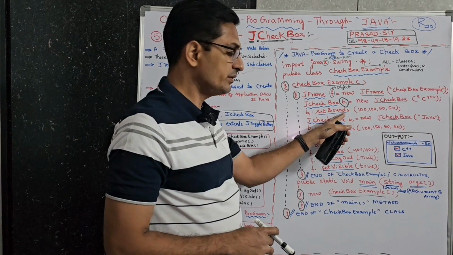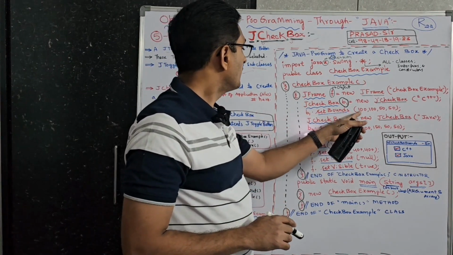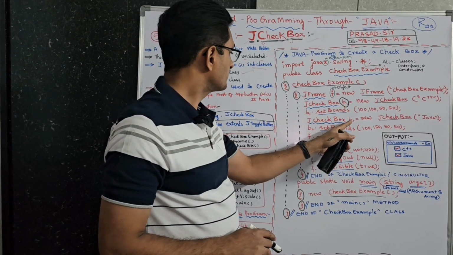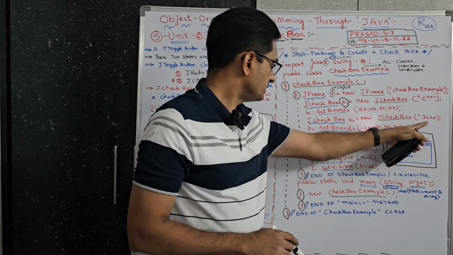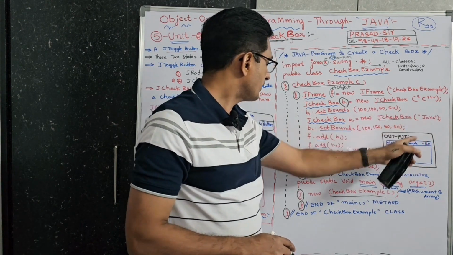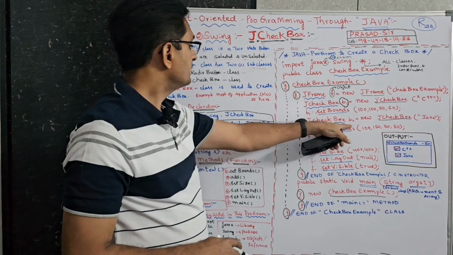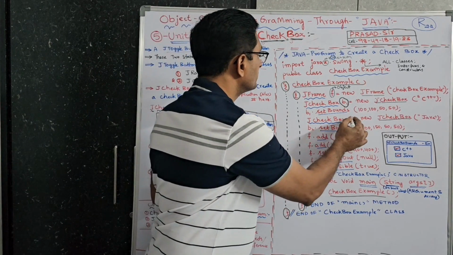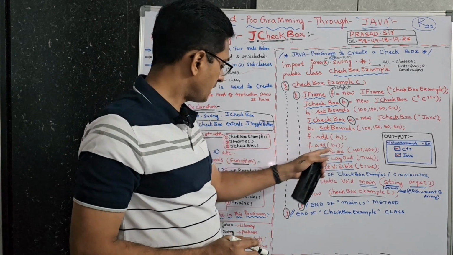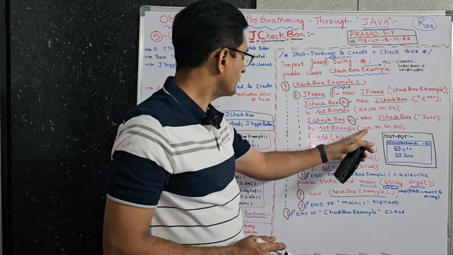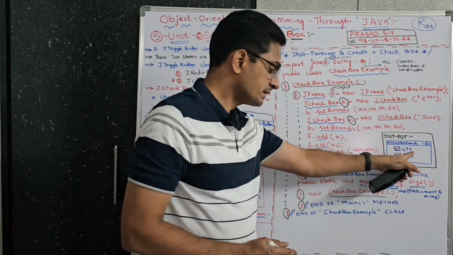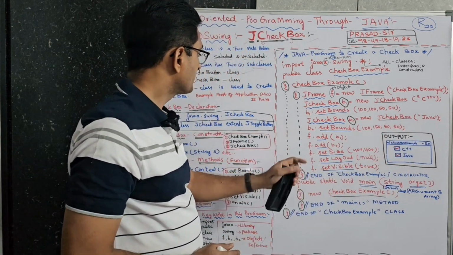B1 setBounds. We can set boundaries 100, 100, 50, 50. B1 is an object. Then JCheckBox B2 new JCheckBox Java. Here we are creating a C++ checkbox and a Java checkbox. And B2, this object, dot setBounds. setBounds is a method. I wrote it here in detail. I will explain. 100, 150. Here 150, here 100, 50, 50.